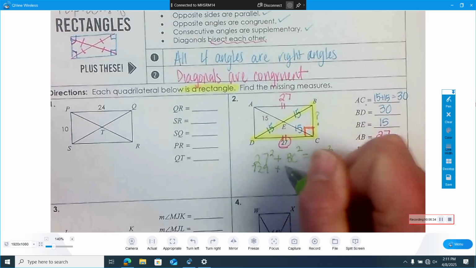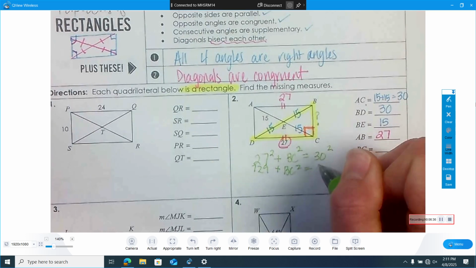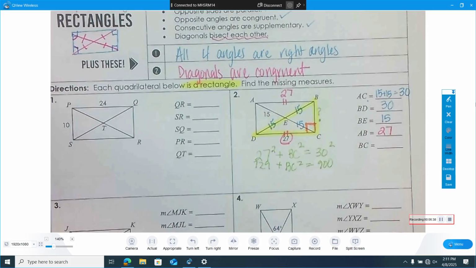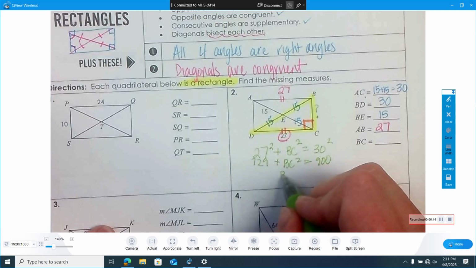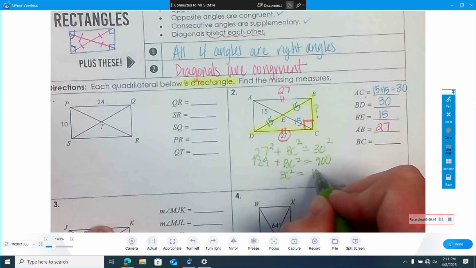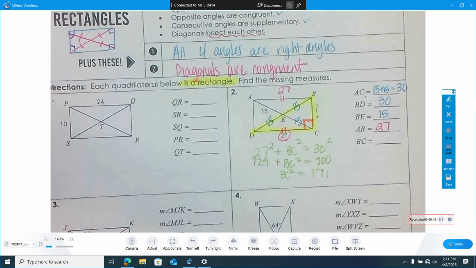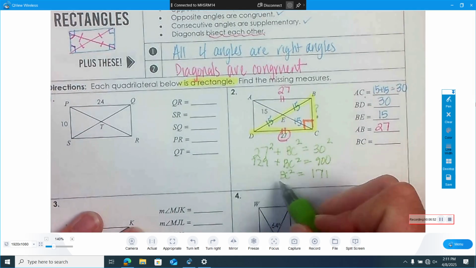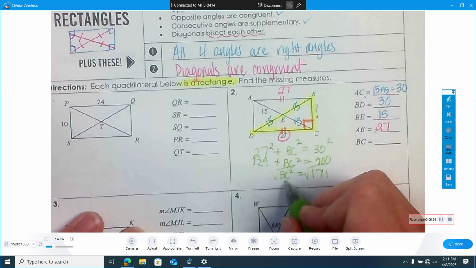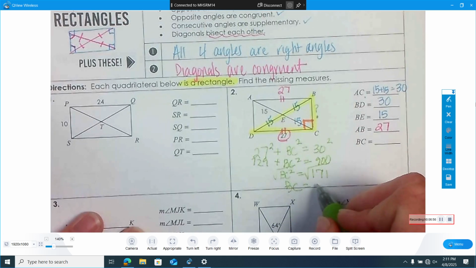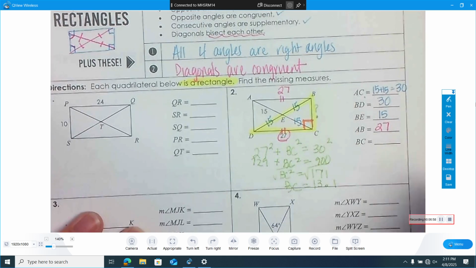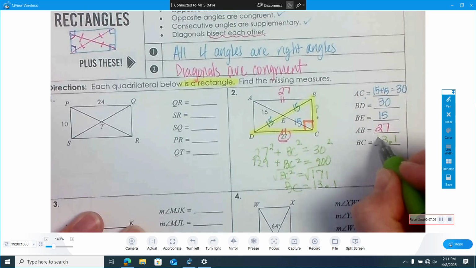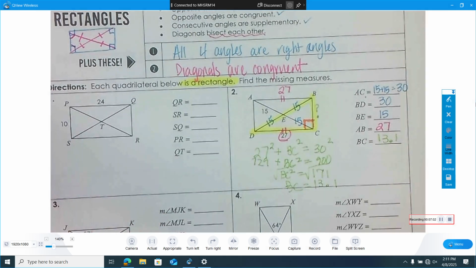729 plus BC squared equals 900. And then what do we need to do? Subtract 729. 900 minus 729. We get BC squared equals 171, and then we need to square root both sides. Good. All right, so we get BC is equal to 13.1. Super.